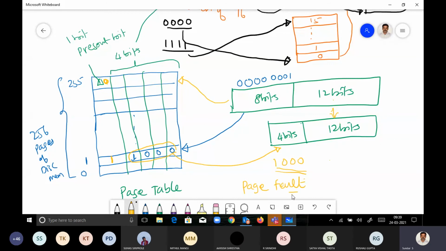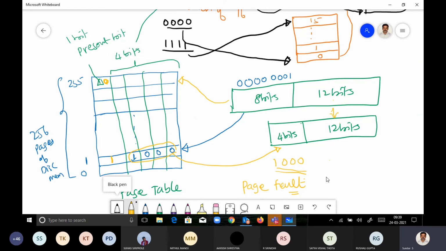Page faults can be minimized once the computer has been running for some time. After some time, the page table will get filled, and after that, page hits will happen. Page faults will be minimum. So this is the idea of virtual memory.